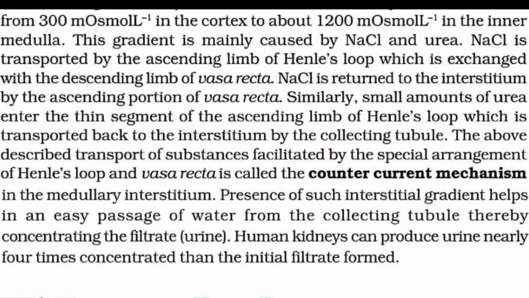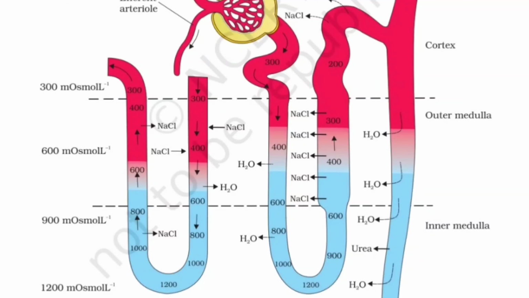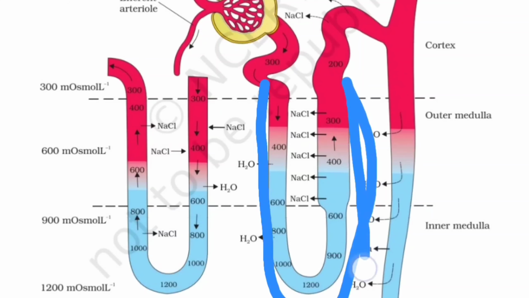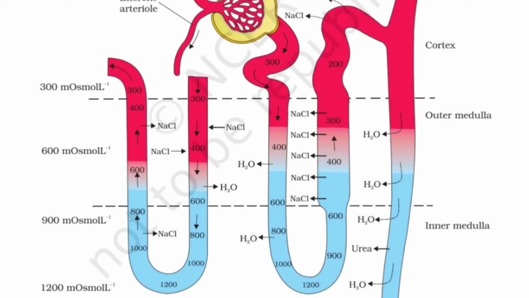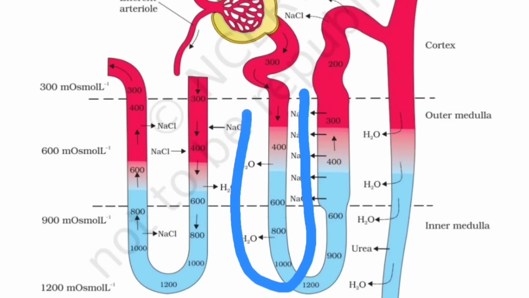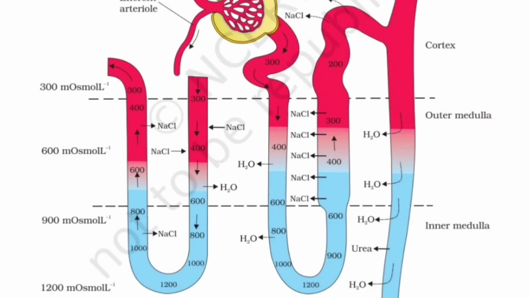Now we'll be dealing with the diagram. In this case, what we have observed is that this is our target area. This is basically the descending and then the ascending limb of the loop of Henle, and this is the vasa recta, correct? Now, the proper position of the vasa recta is something like this. This vasa recta, whatever we are observing here, it's actually here.